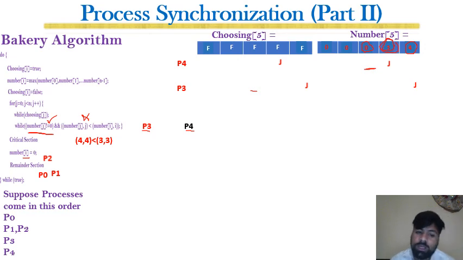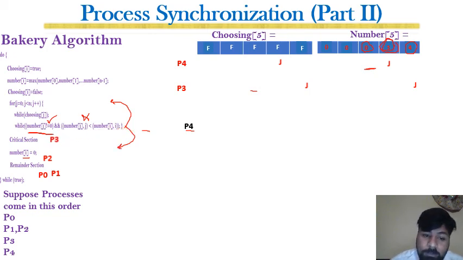But for the second part, you can see here that 4 should be less than 3. This part of the condition is false. And if this part of the condition is false, it means that the whole condition is false. It will have to exit the while loop, and it will not repeat at this point. But it will proceed to the critical section, and now you can see that P3 enters the critical section.